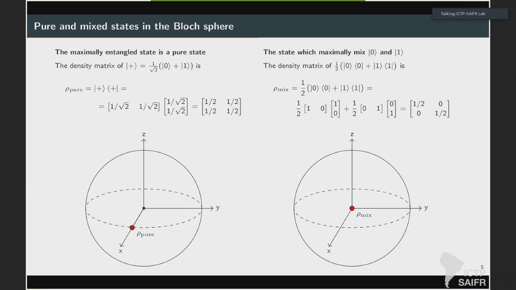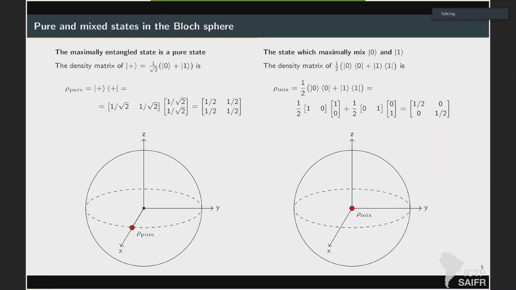It's a vector in the Hilbert space, but it also has a density matrix, the one you can see there: 1/2, 1/2, 1/2, 1/2. And on the Bloch sphere, you can represent it as the point in which the sphere crosses the x-axis.